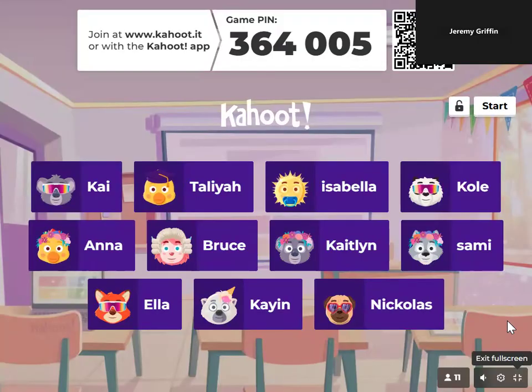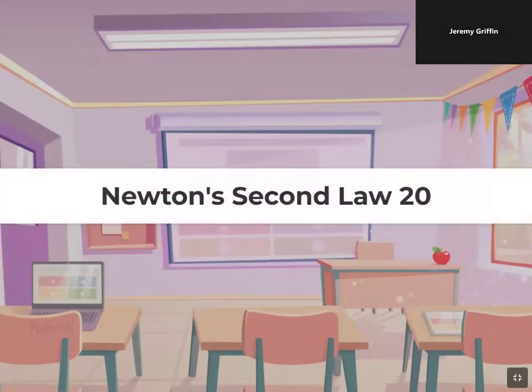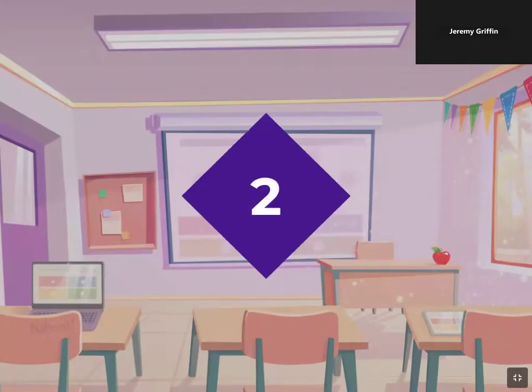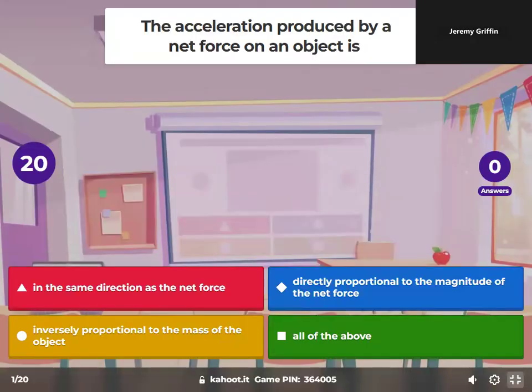Oh yeah, look at you guys. All right, so Newton's second law of motion. F equals ma. Acceleration produced by a net force on an object.